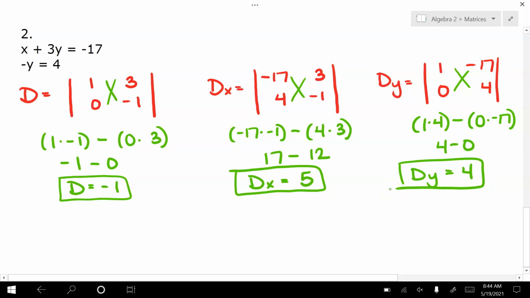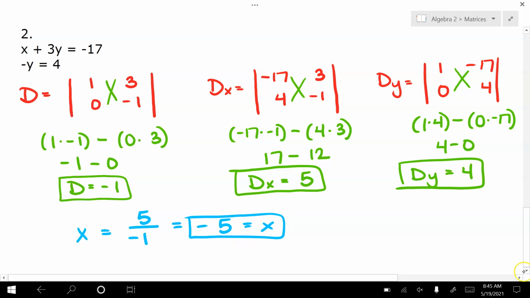Okay, so for my regular determinant, I got a -1. For the determinant in respect to x, I got 5, and in respect to y, I got 4. So then to finish up, solve for my x, I take the determinant in respect to x, which is 5, divided by our regular determinant, -1. So I got -5 for that x value.